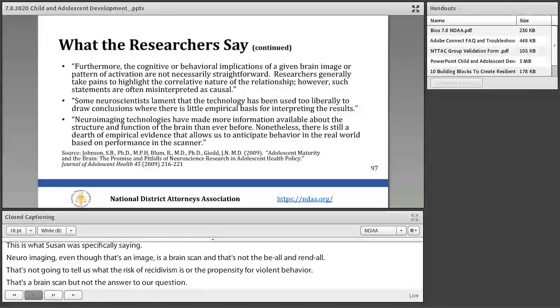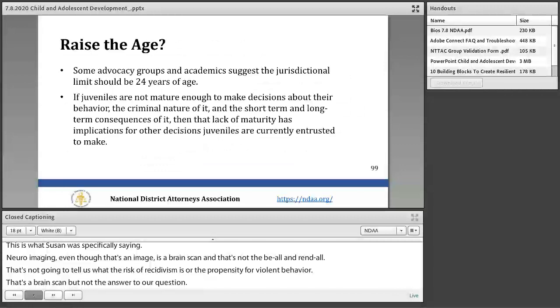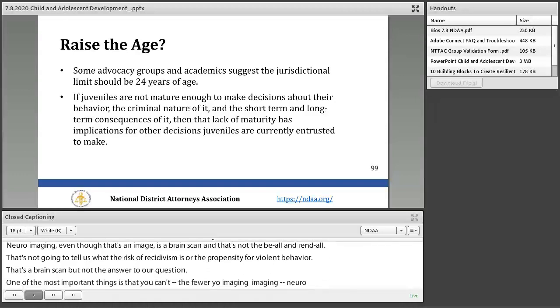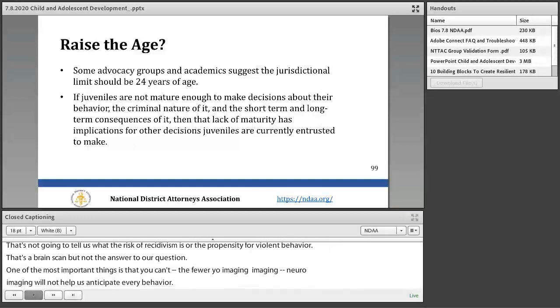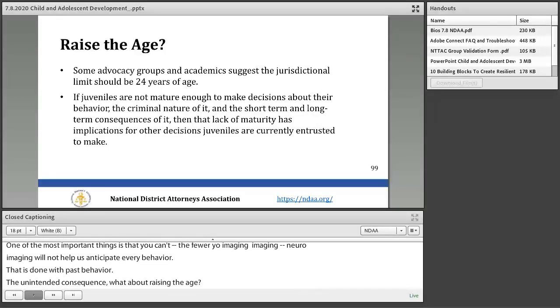I think one of the most important things is that the neuroimaging is not going to help us anticipate behavior in the real world. That's going to be based upon past behavior. So one of the things that we talk about, and Susan addressed this earlier, is the unintended consequence of the misapplied science, and it's been talked about all across the country.